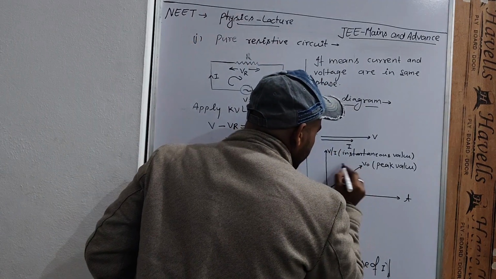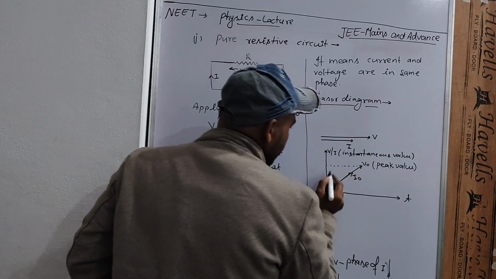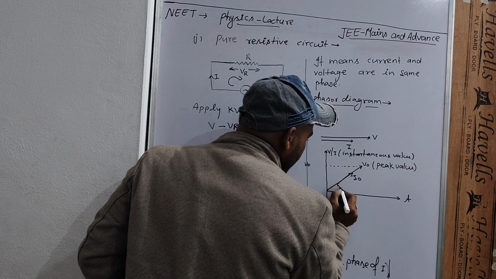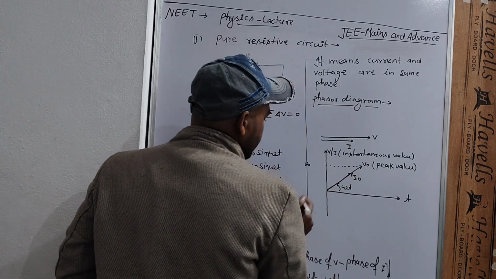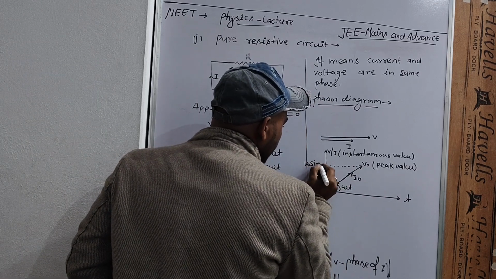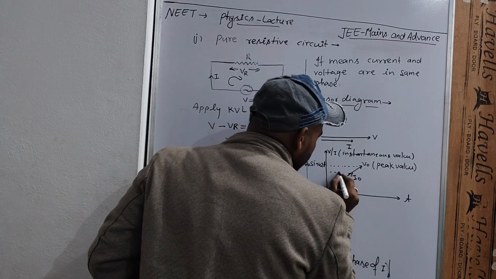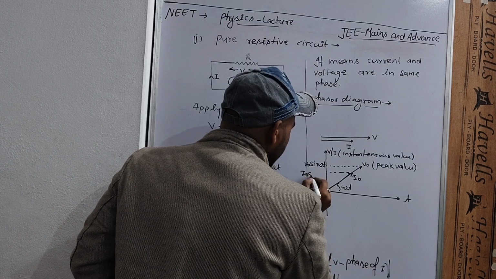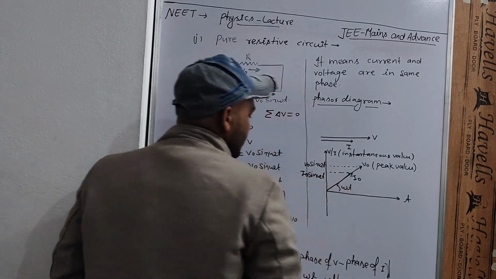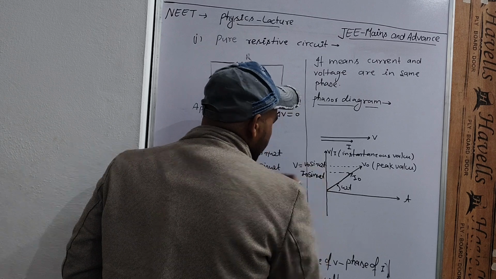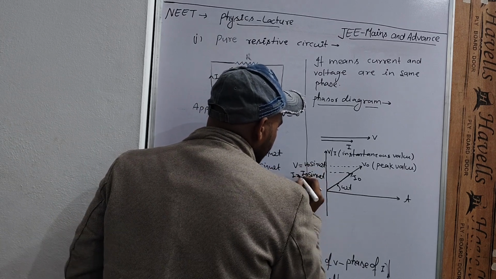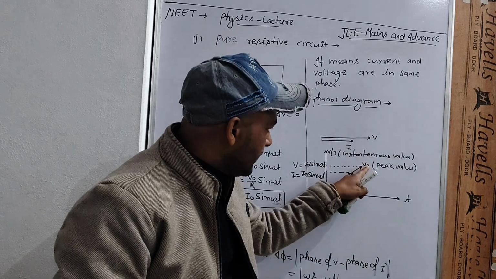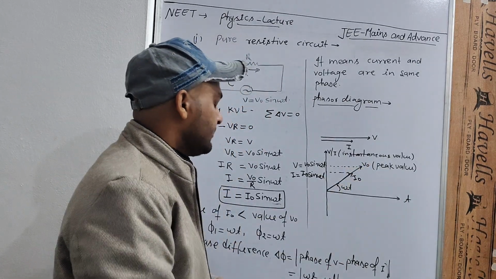And the projection of V naught along this axis, at the angle of omega t from the x-axis, is V naught sin omega t, and the projection of I naught, meaning peak value of current, is I naught sin omega t. This is the instantaneous value of voltage and this is the instantaneous value of current. This is the phasor diagram, and this shows voltage and current both are in same phase.